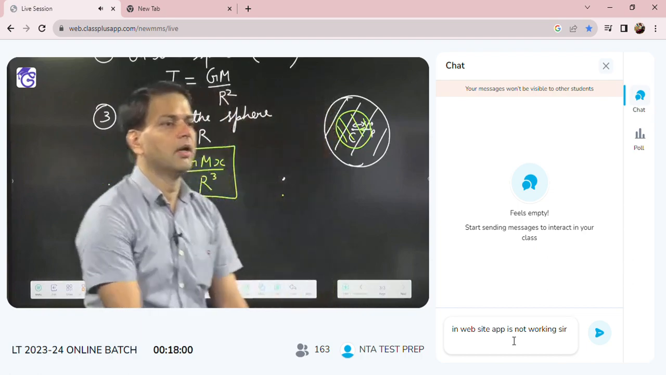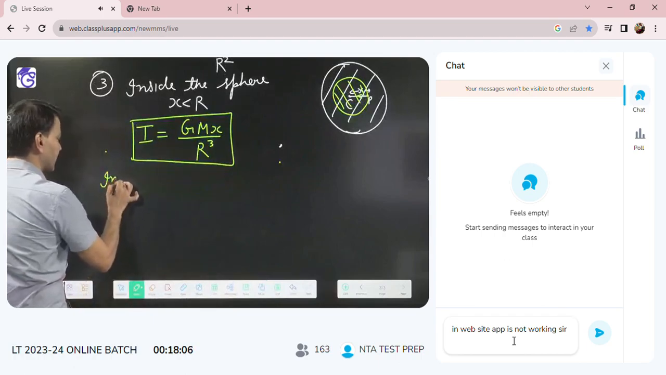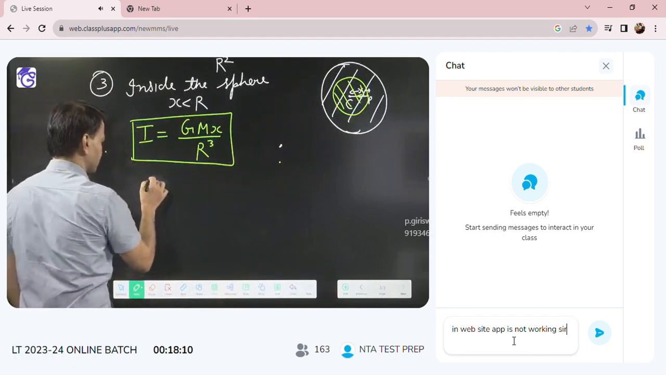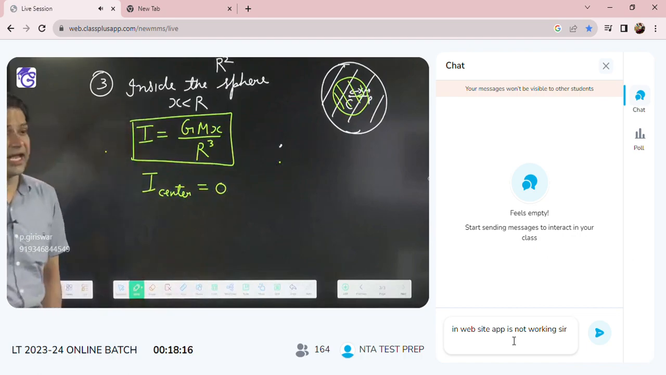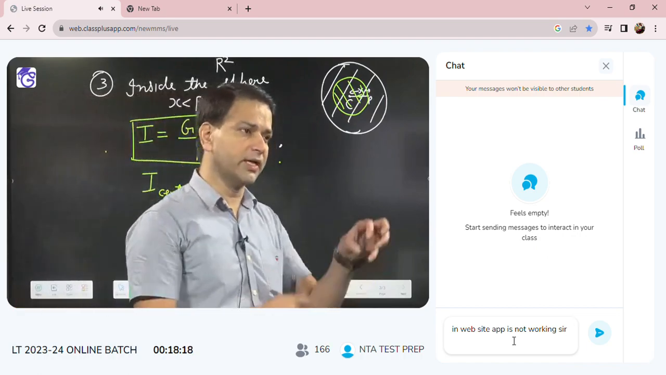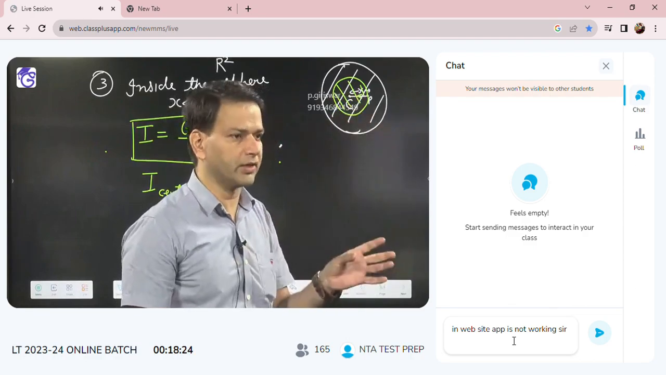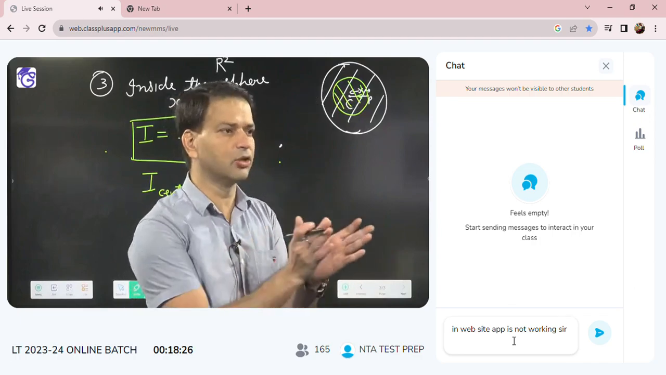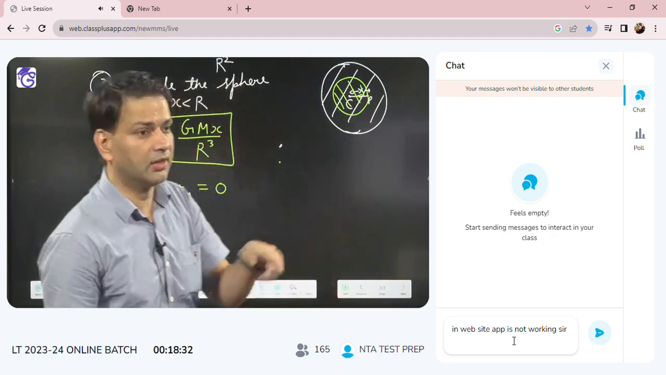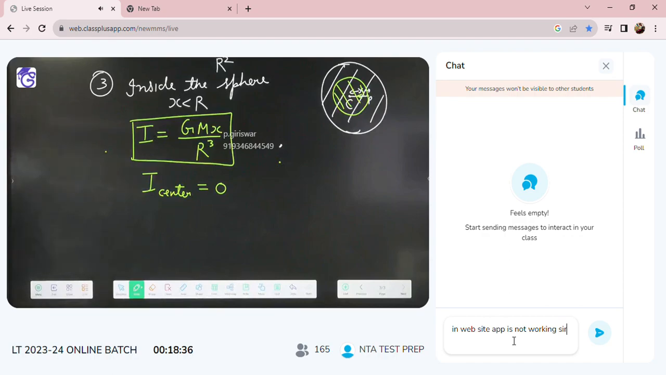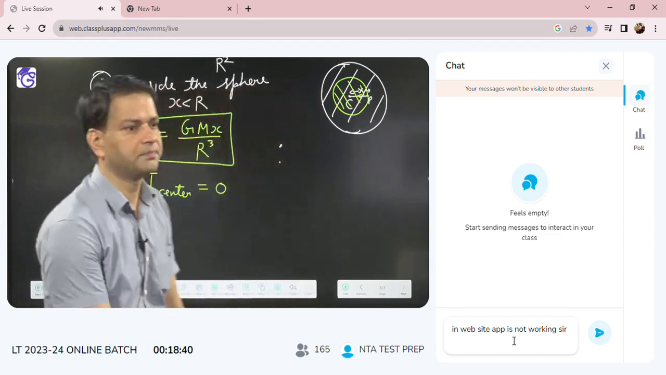Everybody got it? So what is the intensity inside at the center? Because at the center x is equal to 0, in the case of the solid sphere we get intensity 0 at the center only. But inside the shell, we get the intensity 0 everywhere. That is the difference. Inside the shell, intensity is 0 everywhere, but inside the solid sphere, intensity is 0 only at the center. So the outside and on-surface variation is the same; only the inside variation is different. Okay.